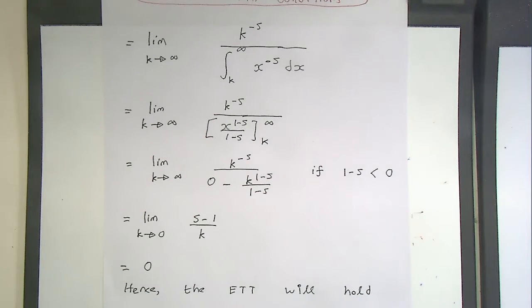So in this case, the limit happens to be equal to 0. So the conclusion is that the ETT will hold. So in other words, one of the three conditions that I gave you last week or the week before will be satisfied, right? Okay. Is this clear, guys, or no?